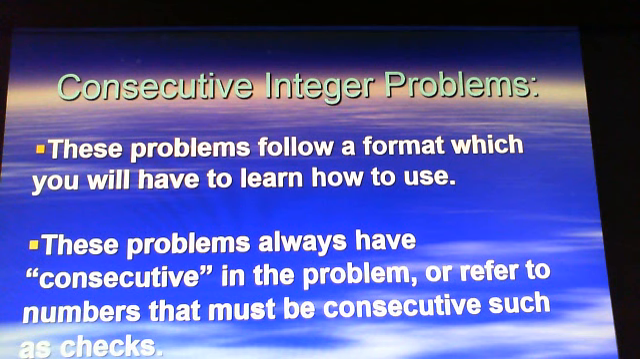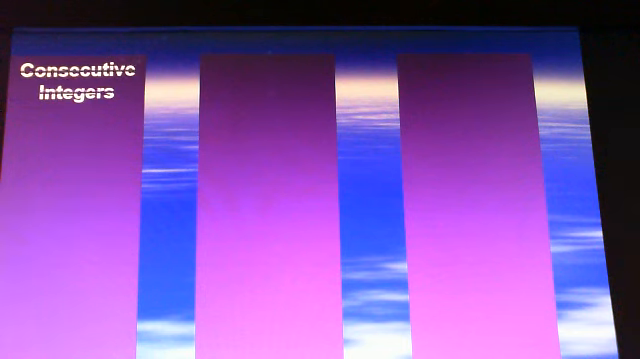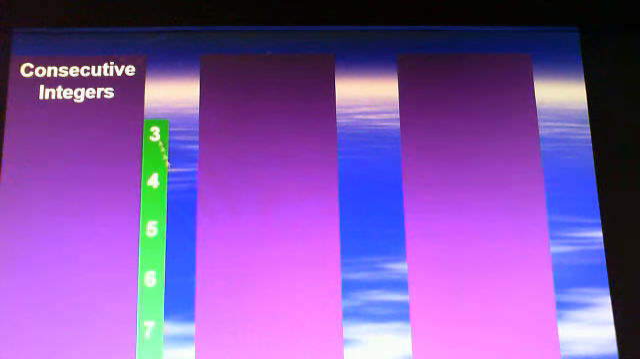Consecutive means the numbers have to go one behind another. So when we're talking about consecutive numbers, we want to pull numbers that are one behind another. So if we're talking about consecutive integers, we're going to pull numbers like 3, 4, 5, 6, and 7. Those are all consecutive because they're right in a row, one behind another. If I were to say, let's let x equal 3, don't write this down. I'll get to what's important to write down in a minute. Just watch for right now.